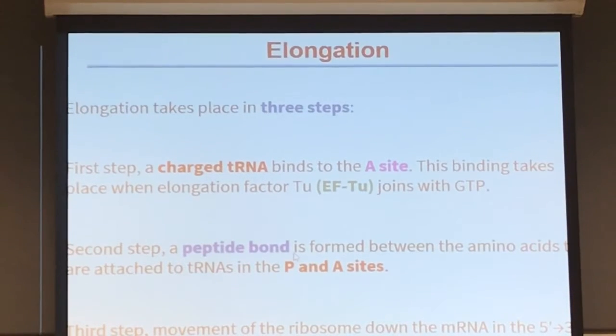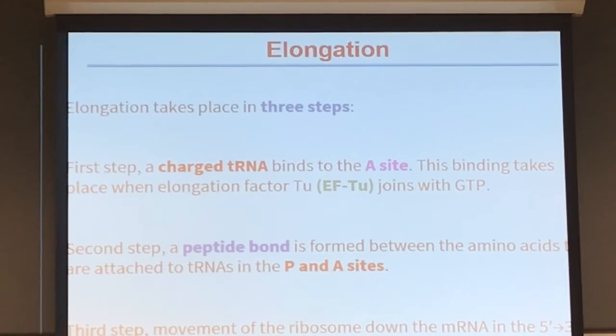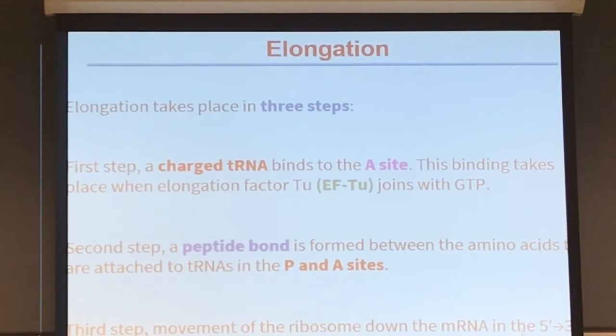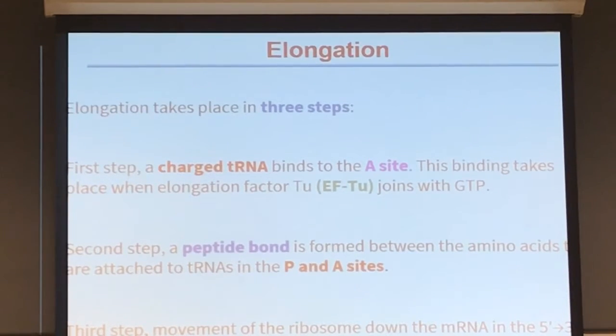Now, a peptide bond is formed between the amino acids that are attached to the transfer RNAs in the P and A sites. So in the P site you have one transfer RNA, in the A site you have another transfer RNA. Both of them are carrying one amino acid each, and the bond between these two amino acids linked to the transfer RNAs is created by the ribosome. The third step is movement of the ribosome down the messenger RNA in the 5' to 3' direction, and this requires another protein called elongation factor G.